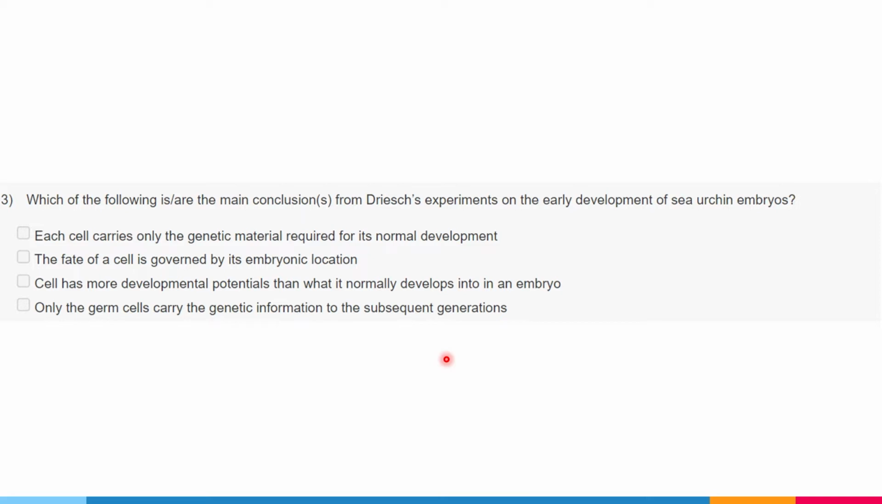Brian says the answer is B and C: the fate of the cell is governed by its embryonic location, and a cell has more developmental potential than what it normally develops into in an embryo. Anyone else want to try and answer this one? This is a box type of question, so more than one option can be correct. Sangeeta says, oh, it is B. The fate of a cell is governed by its embryonic location. Okay, anyone else?